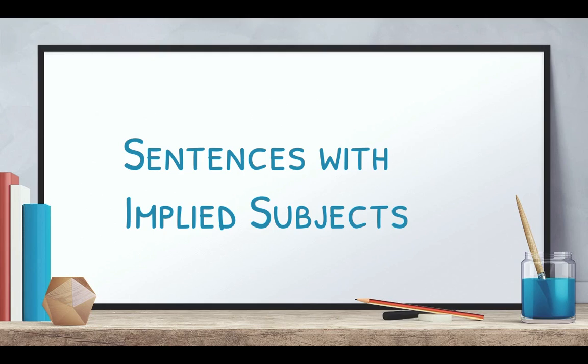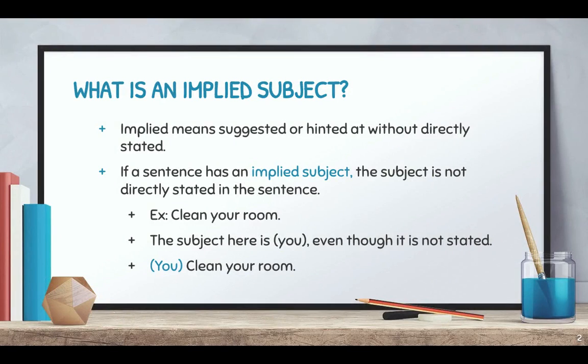All right, so today we are talking about sentences with implied subjects. In my last video, last week, we talked a little bit about the word imply and how authors imply information. That often means that they hint at information. Implied subjects are subjects that are hinted at without directly being stated. If a sentence has an implied subject, the subject is not directly stated in that sentence.